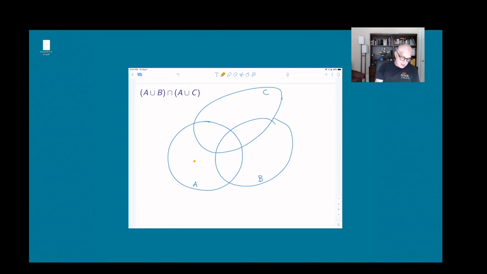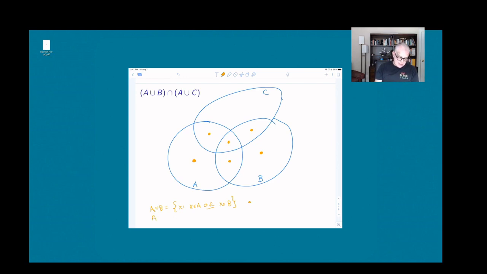So remember that A union B, these are the set of X for which X is in A or X is in B. So this region here is in A. This region here is in B. This region here is in both A and B. This region here is in both A and B. This region here is in A, and this region here is in B. So all of the regions that have an orange dot in them are in A union B.